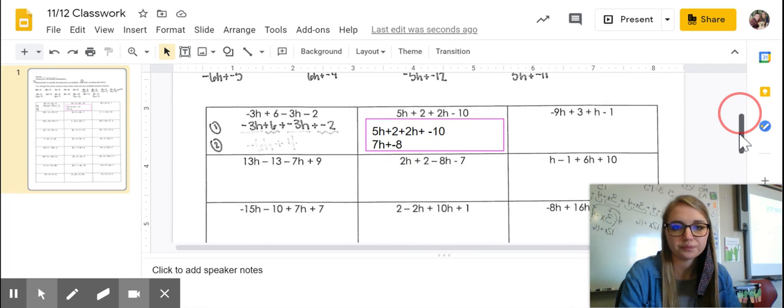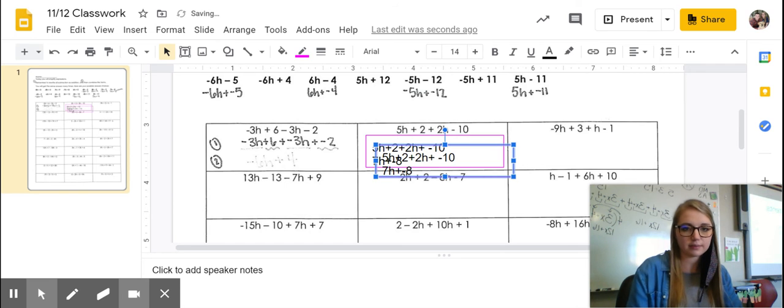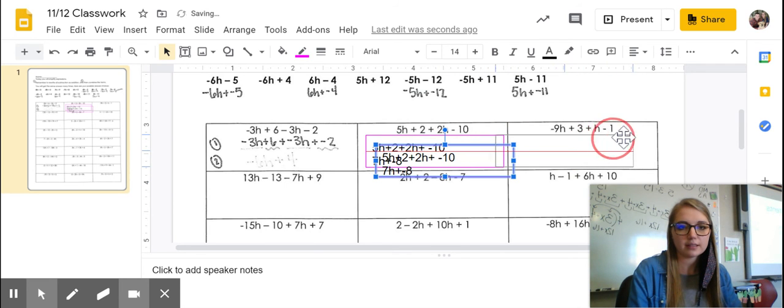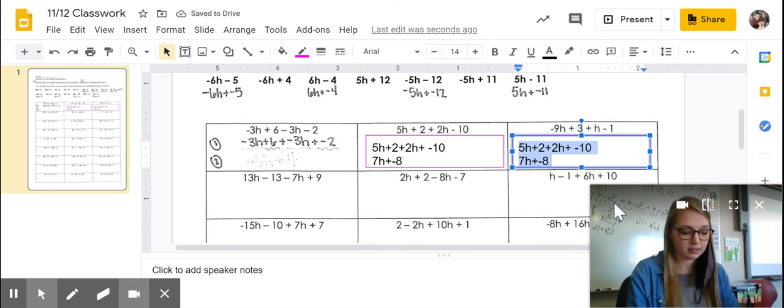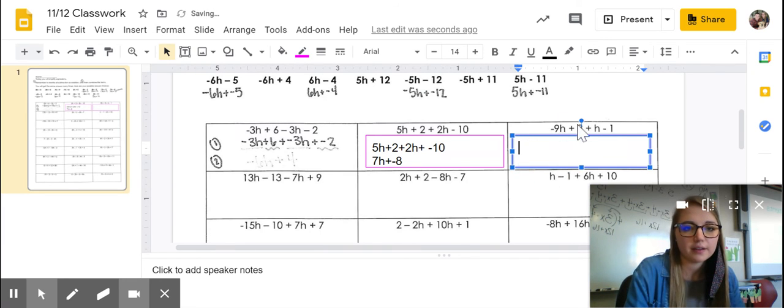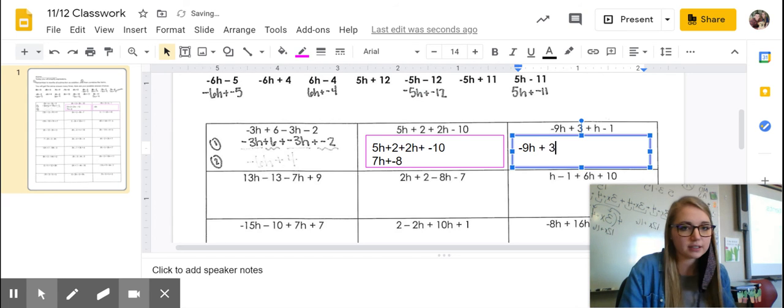I'll do one more with you. So you can either draw a new text box or copy and paste, doesn't matter. But we have this expression. The first thing we're going to do again is rewrite it as addition. So negative 9h plus 3 plus h plus negative 1. And then again combine the like terms.